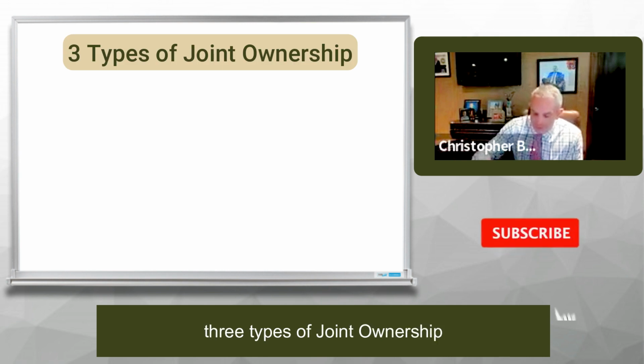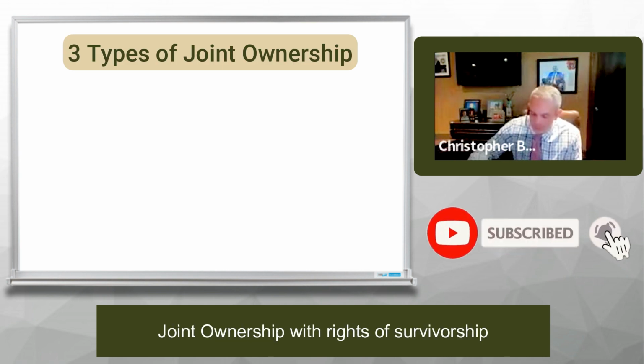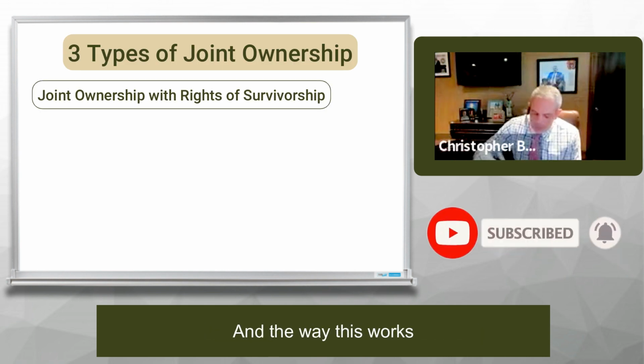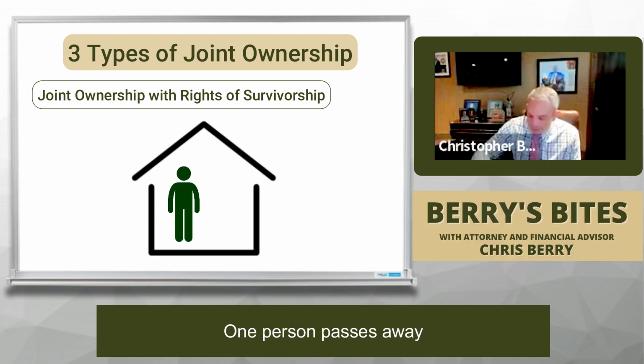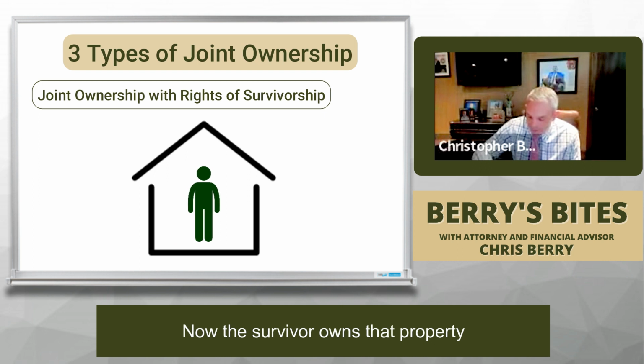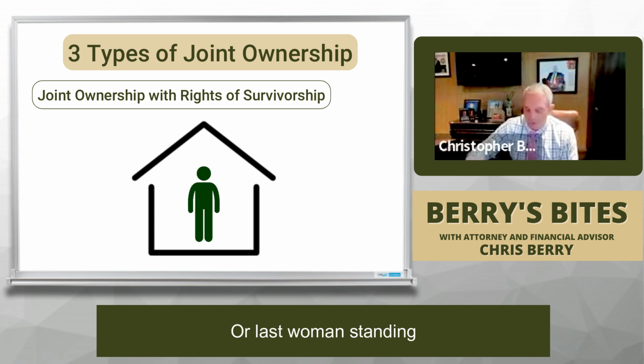So there's really three types of joint ownership. So there's joint ownership with rights of survivorship. And the way this works, let's say we have two people joint on a piece of property. One person passes away. Now the survivor owns that property. So it's kind of like last man standing or last woman standing or last person standing. Pretty straightforward, easy to understand.